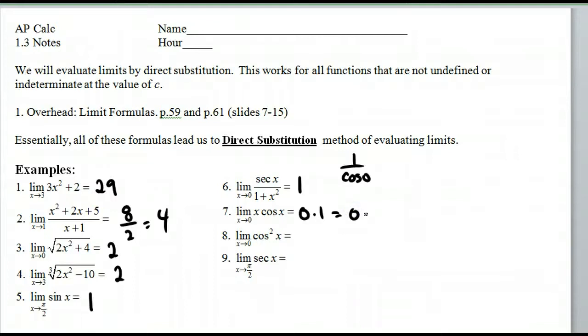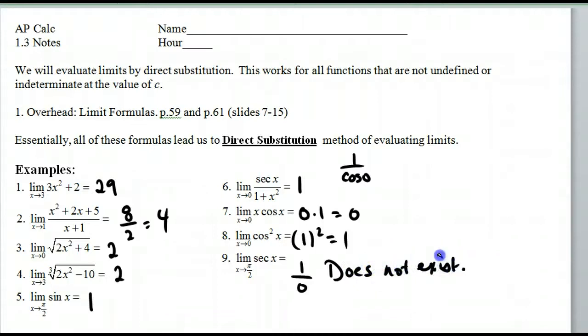If I plug in 0 into the next one, that's going to be 1, and then we have to square it. This squared means that it's the whole cosine of x value, and then it's squared. So that would just be 1. And then the limit of the secant here, that would be 1 over 0. Can we do 1 over a 0? No, we're going to have a vertical asymptote. So this one does not exist. Okay?